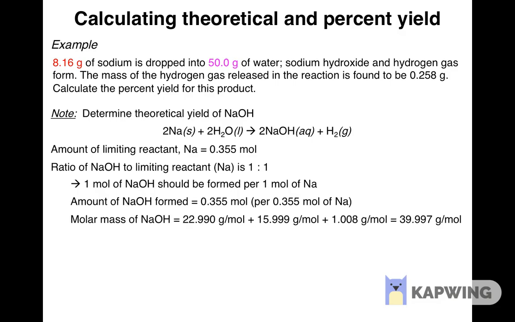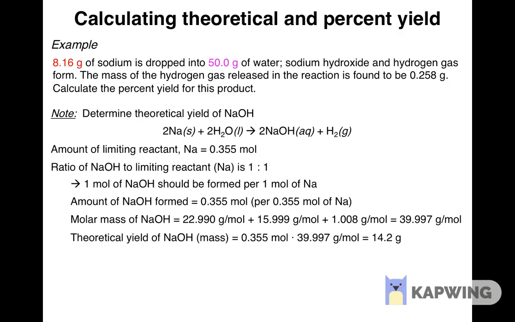The molar mass of sodium hydroxide, calculated as the sum of the molar masses of sodium, oxygen, and hydrogen, is 39.997 grams per mole. Therefore, the mass of sodium hydroxide that should form, the theoretical yield of sodium hydroxide, is 0.355 moles times 39.997 grams per mole, and that gives us 14.2 grams.